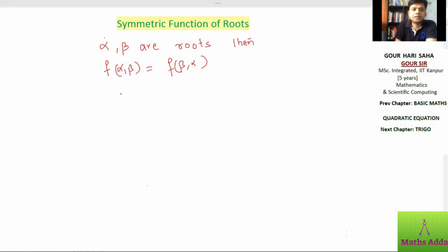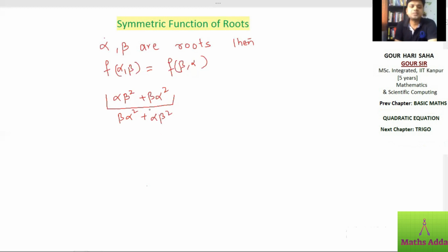So let us take an example like alpha beta square plus beta alpha square. This is a symmetric function of roots. Why? Because in place of alpha if you put beta, it becomes beta alpha square plus alpha beta square, and both are the same, right? So this is symmetric.